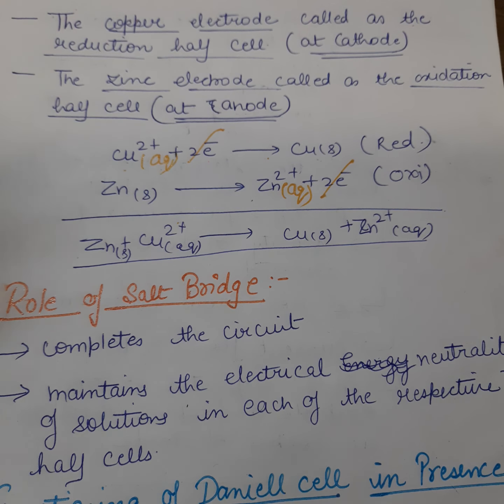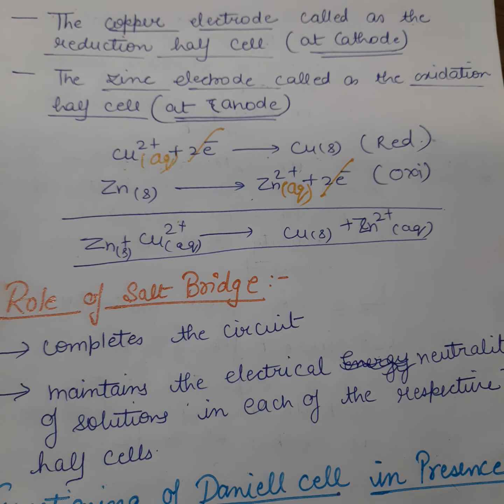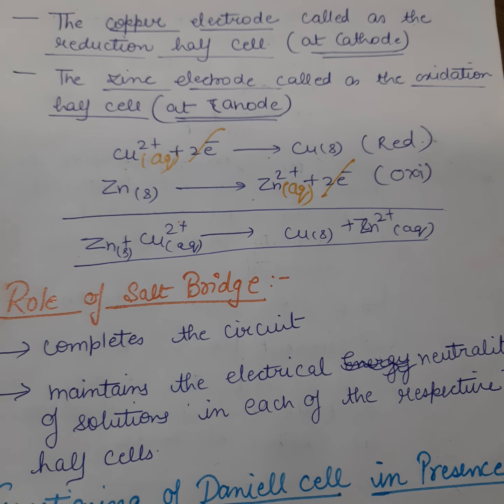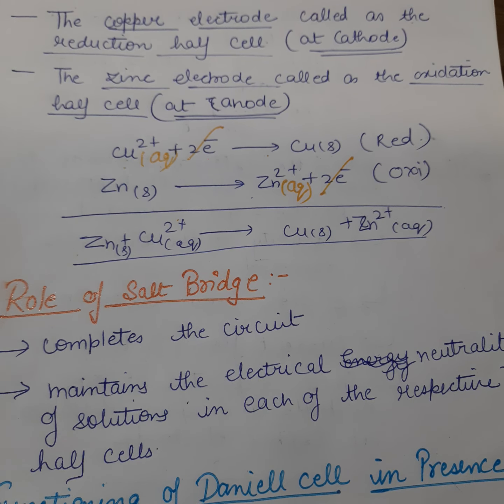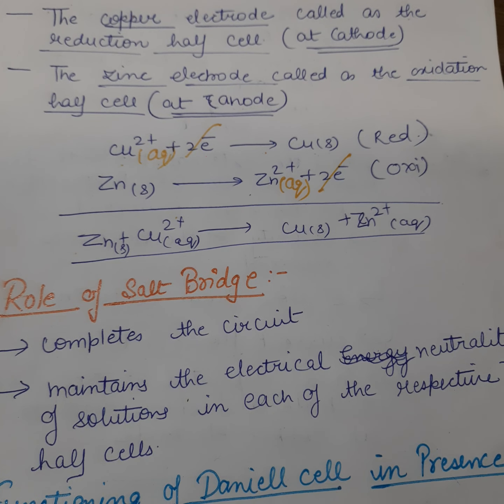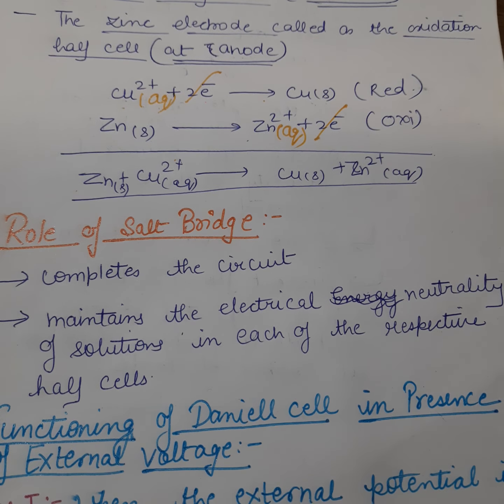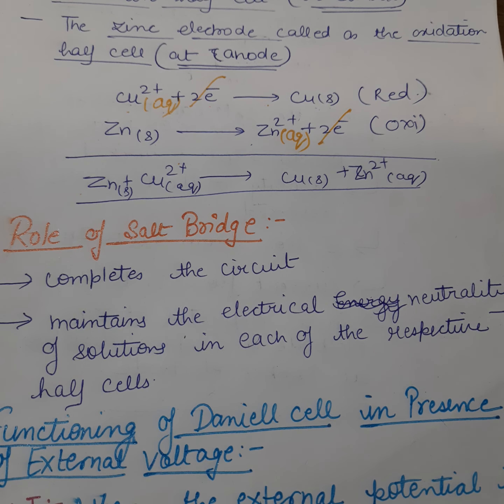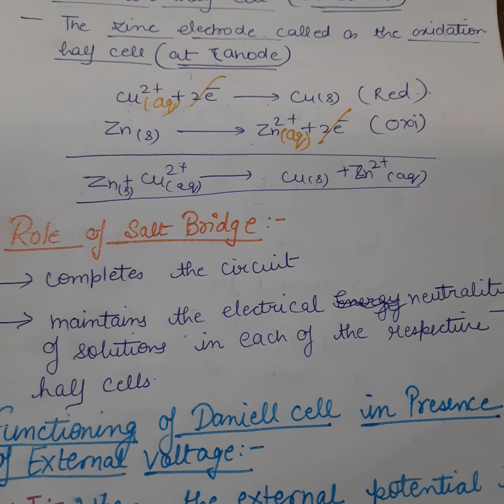Basically we discussed the role of the salt bridge in the diagram. It completes the circuit, and most importantly it maintains the electrical neutrality of the solutions in each of the respective half cells. Now the next topic is the functioning of the Daniell cell in the presence of an external voltage. If we apply an external voltage to the cell, how does the Daniell cell work?